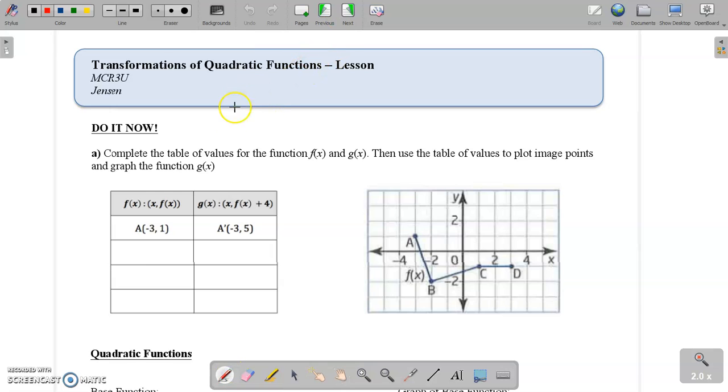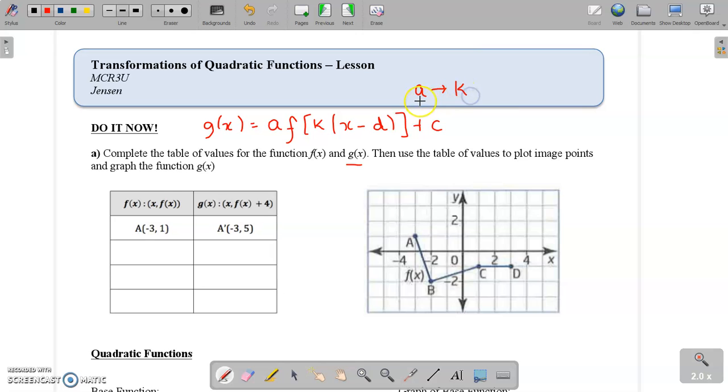Hi class, so we're going to continue with the transformation unit. So if I write the general form of a transform function again, okay, there's the general form. And just as a reminder, the order in which we transform will be compressions, stretches, reflections, which are in the A and the K value, and then we'll look at the shifts, up or down or left or right. So this is left and right, and up and down.